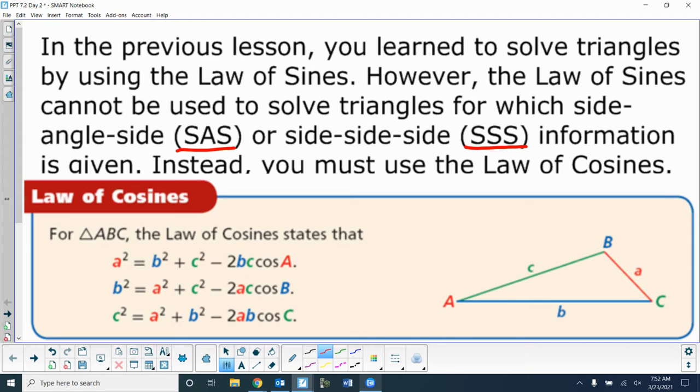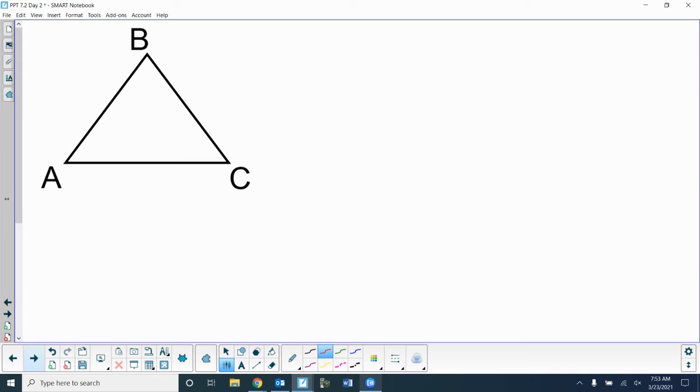When it's side, side, side, find the largest angle. And whenever we use law of cosines and then go to finish up our triangle with law of sines, we always go for the smaller angle. All right? So we're just going to practice some today. So I'm going to put some numbers up there, and you guys are going to figure it out, hopefully.